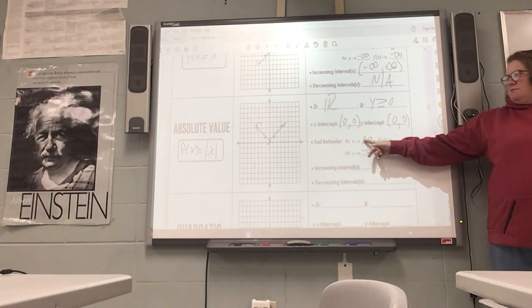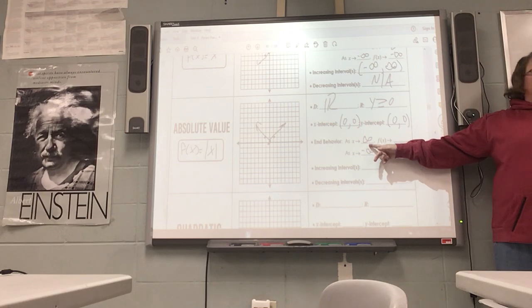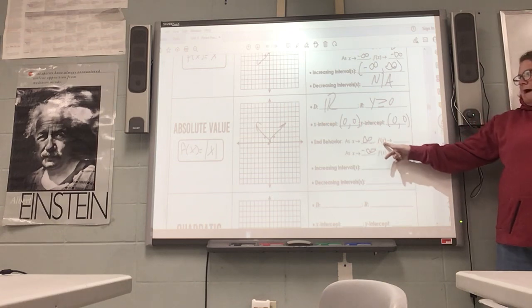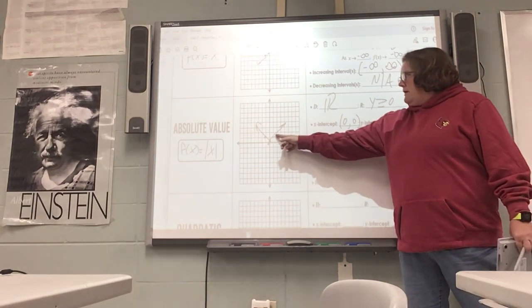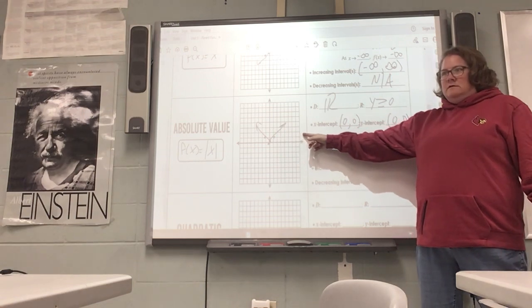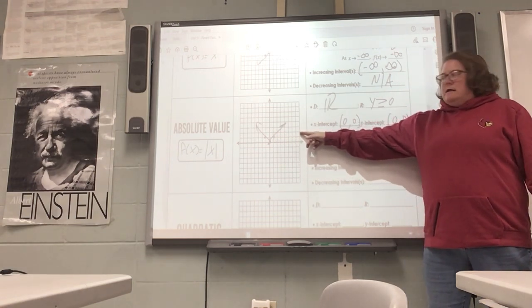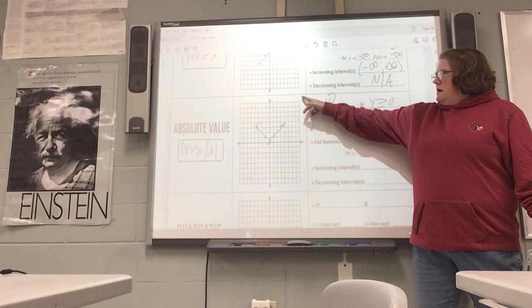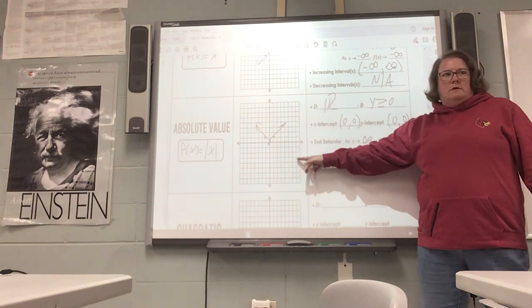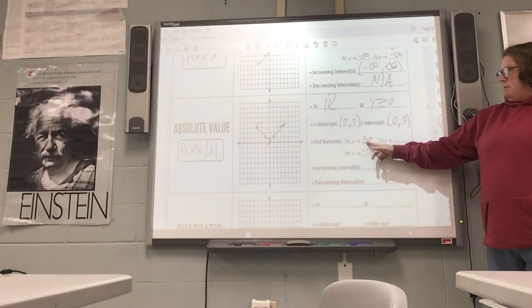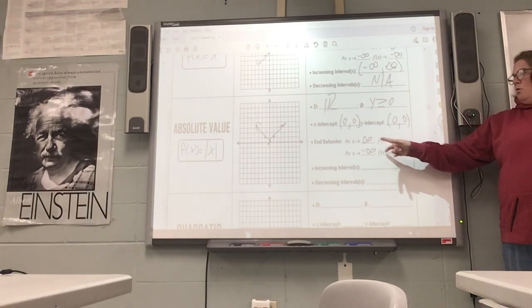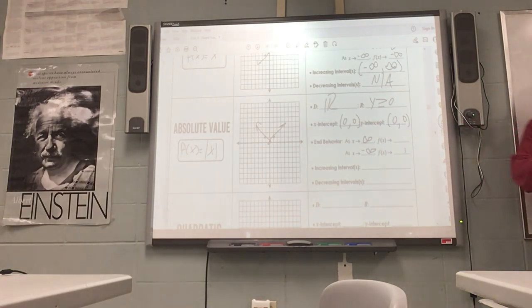As x goes forever to the right, positive is to the right, what does the y do? So as this keeps going forever to the right, this is the new stuff that y'all are whining about, does my y keep going up, or does my y keep going down? Up. Keeps going up. So as x approaches positive infinity, y approaches positive infinity.